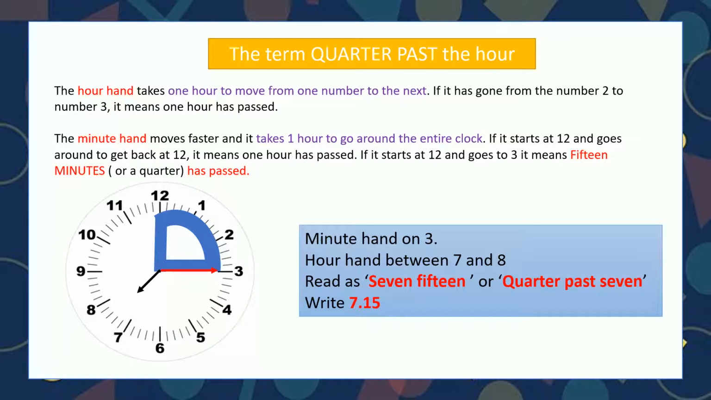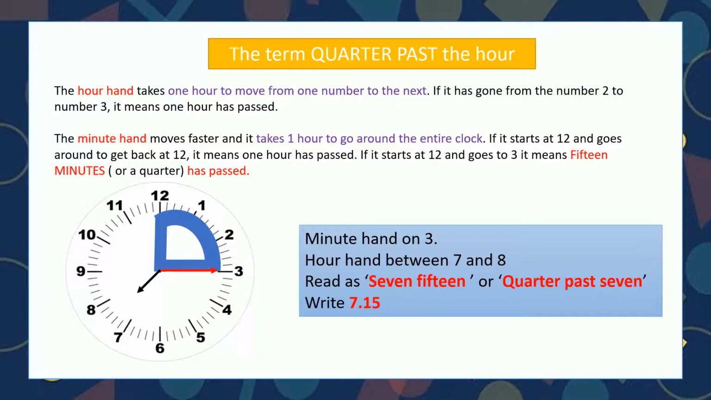The term quarter past the hour. Let us now look at another term, quarter past. The hour hand takes 1 hour to move from one number to the next. So if it has gone from number 2 to number 3, it means 1 hour has passed. The minute hand moves faster. It takes 1 hour to go around the entire clock, and for half the clock it takes half an hour.